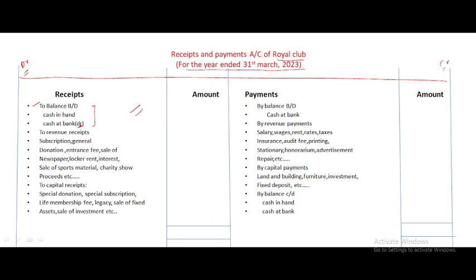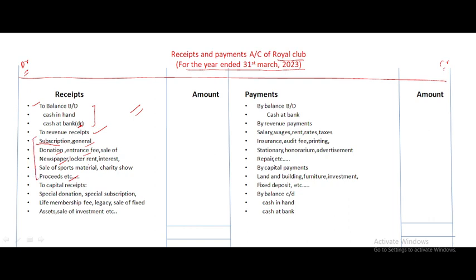Now all receipts, first revenue receipts, are recorded on the debit side. For example, subscription, general donation, entrance fee, sale of newspaper, locker rent, interest, sale of sports material, charity shop proceeds. These are revenue receipts.